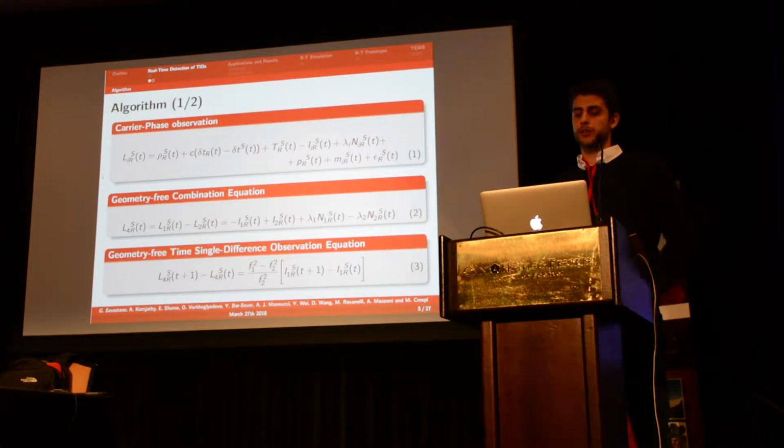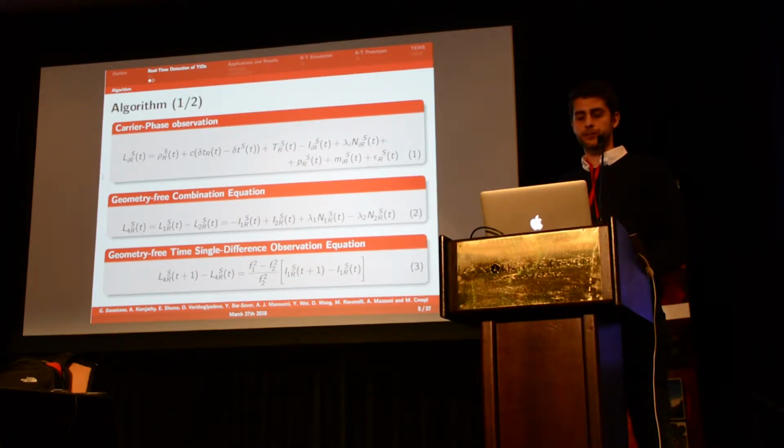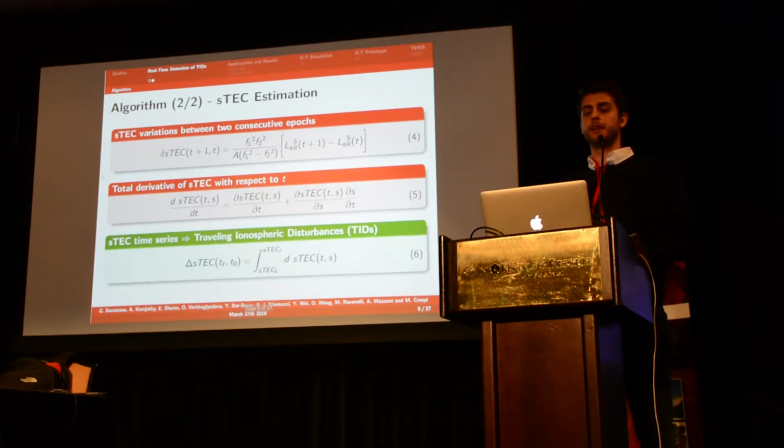So just a few equations. We start from the carrier phase observation. Then we apply a geometry-free combination, so L1 minus L2 for GPS, E1 minus E5a for Galileo, and so on for all the constellations. Then we do a single difference in time, and we obtain the TEC perturbation between two consecutive epochs. Since the IPP, as you've seen from the previous presentation, is moving over time, this quantity that we estimate is equivalent to a total derivative of TEC.